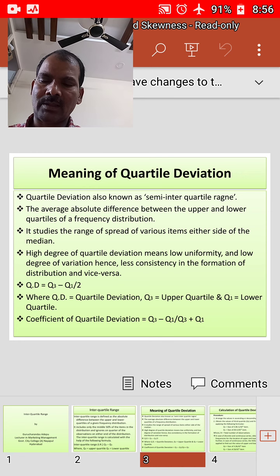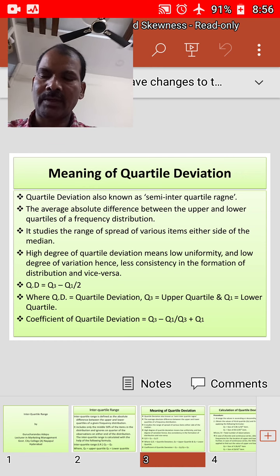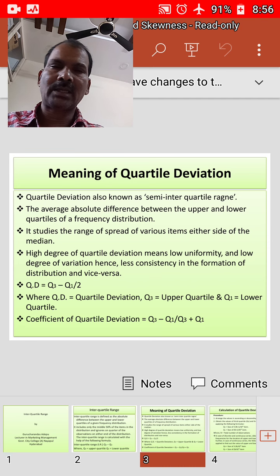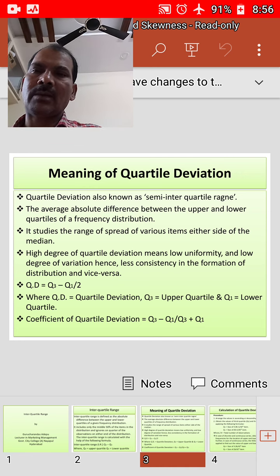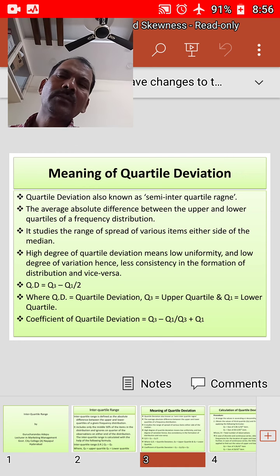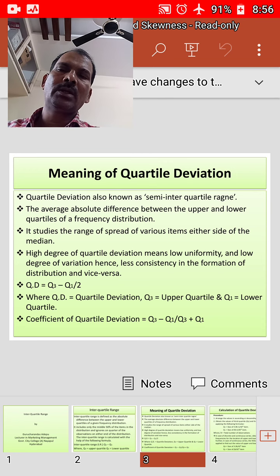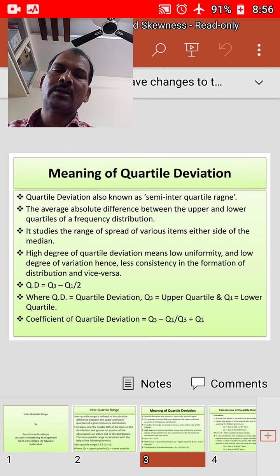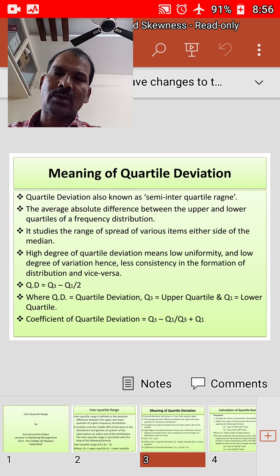A high degree of quartile deviation means low uniformity and a high degree of variation, hence less consistency in the distribution, and vice versa. Quartile deviation is calculated with the help of a formula, that is QD is equal to Q3 minus Q1 by 2, where QD is the quartile deviation, Q3 is the upper quartile, and Q1 is the lower quartile.